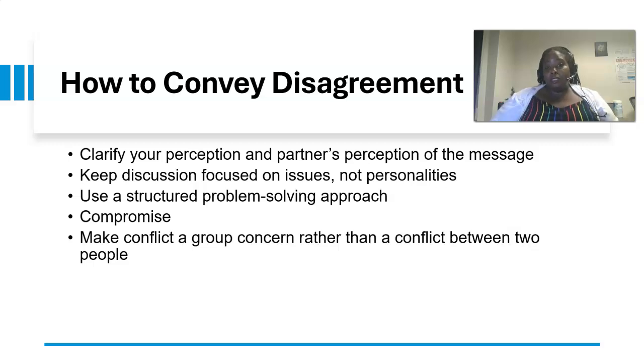And make the problem a group concern, rather than a conflict between two people. There might be strong personalities that may clash. Maybe people want to vie for leadership positions, as we talked about in the previous chapter. But when two or more people in the group are having an argument, the whole group dynamic is thrown off. So make it the group's mission to resolve the conflict and offer assistance.